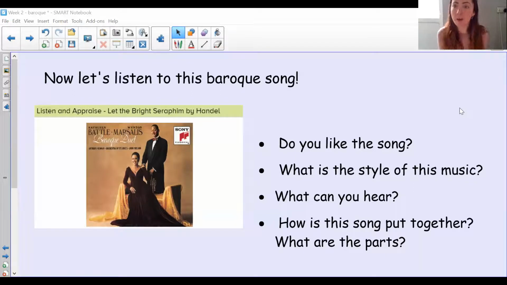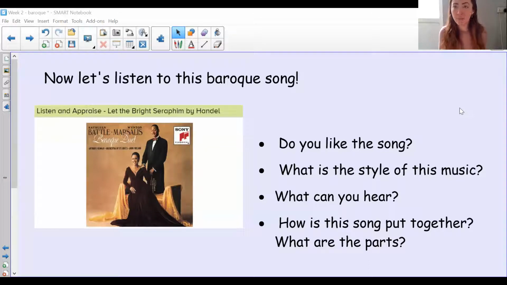And this is a real song that wasn't just made for your lessons. It's called Let the Bright Seraphim by Handel. So he was one of the composers that I mentioned before, one of the popular composers when Baroque music was first around. So it's Let the Bright Seraphim by Handel.